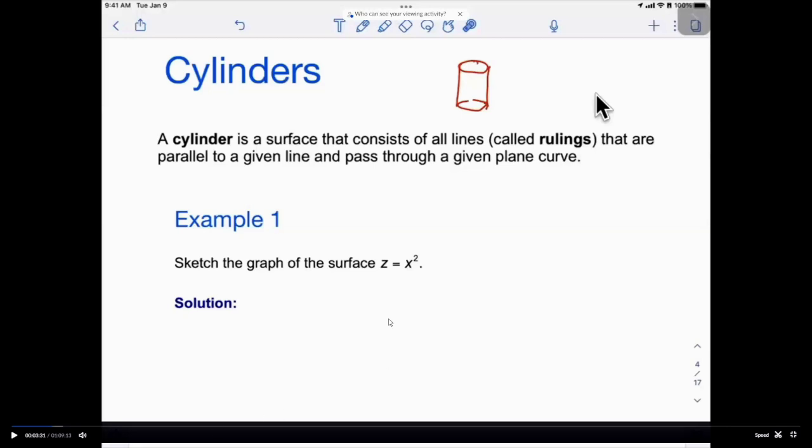Now let's sketch the graph for this surface, z = x squared. Any idea how to do this? Notice that this equation doesn't mention the variable y. So that means y could be any number. Let me pause a moment and let you think about it.